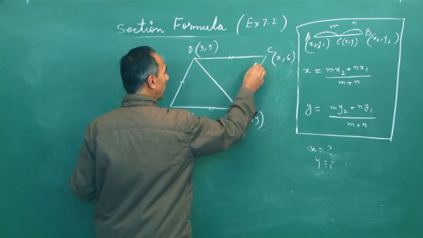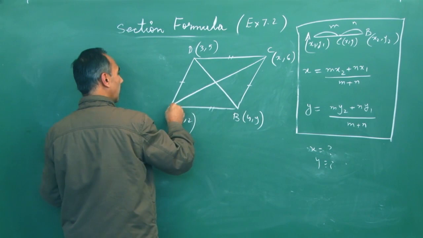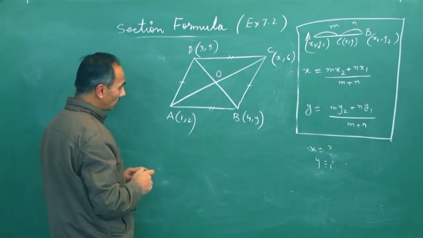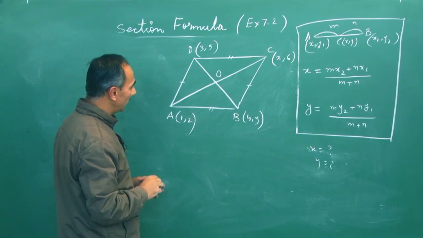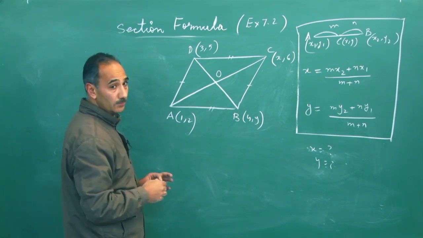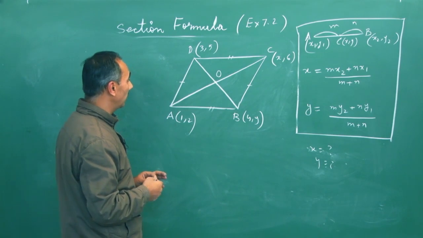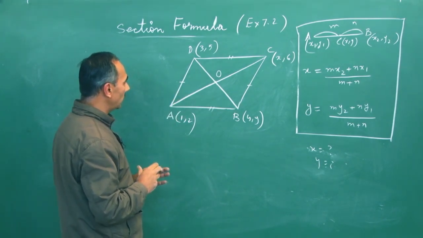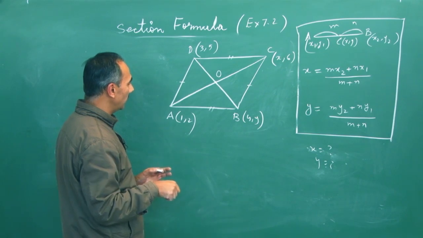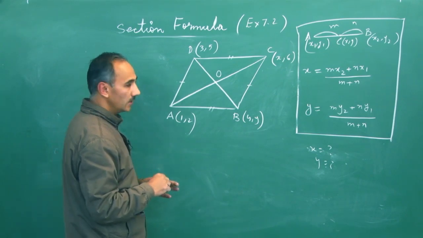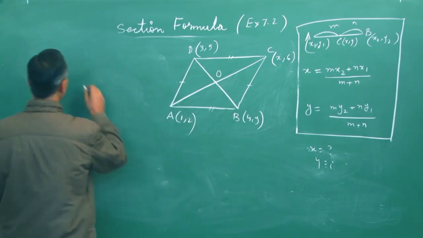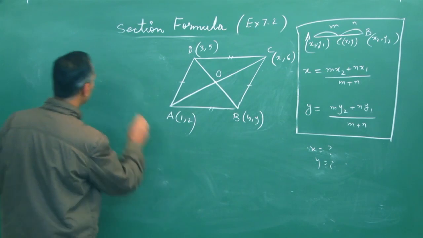So BD is one diagonal and AC is the other diagonal, and they intersect at a point. Let me take that point as O. The diagonals of a parallelogram bisect at O. What does that mean? That means O is seated on AC as well as BD. O is the midpoint of AC as well as BD. Let me take it one by one.